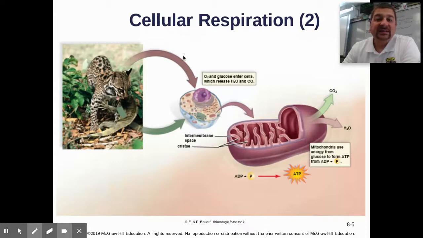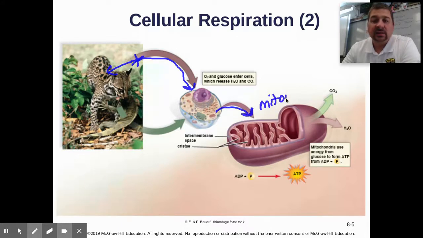Again, why do we need cellular respiration? A lot of cell processes that are active, like active transport, take energy. So we're zooming into the animal cell here, and this happens in plant cells as well. And the cell respiration, part of it, is going to take place and be associated with the mitochondria.